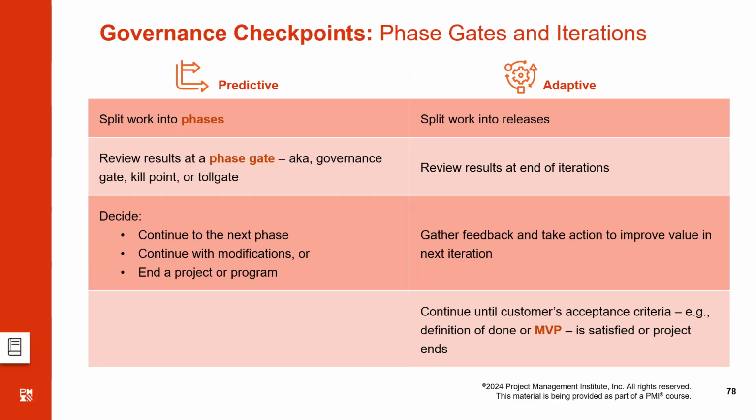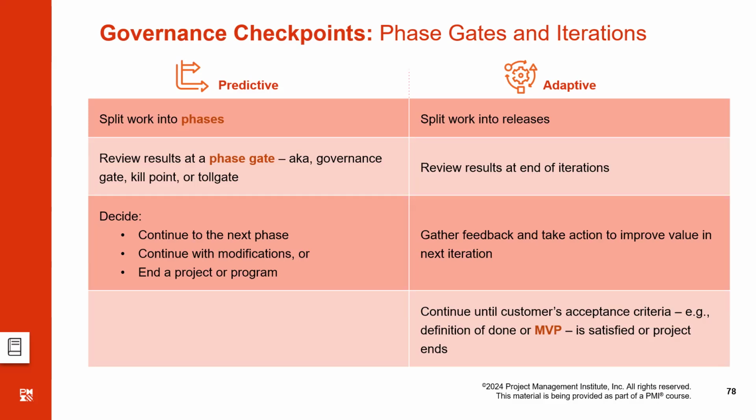This is a bottleneck. This is also called a kill point, or a governance gate, or a kill gate, or a toll gate. There are so many names for it, because you will not be allowed to pass on to the next phase until you are allowed by the governance. So this is a governance checkpoint.